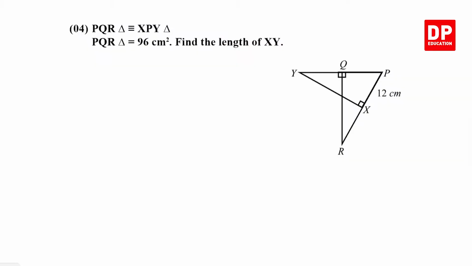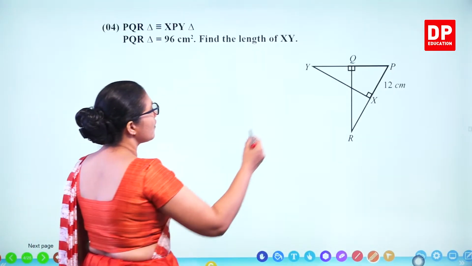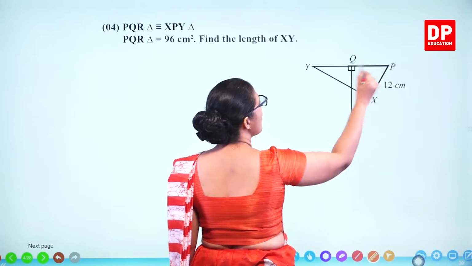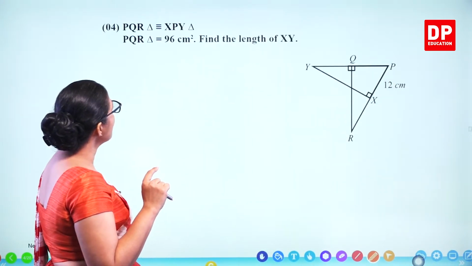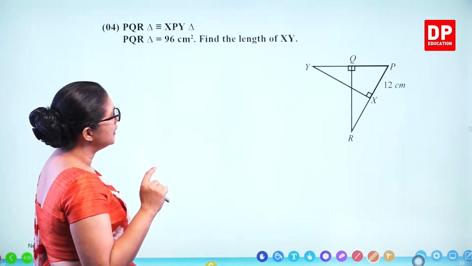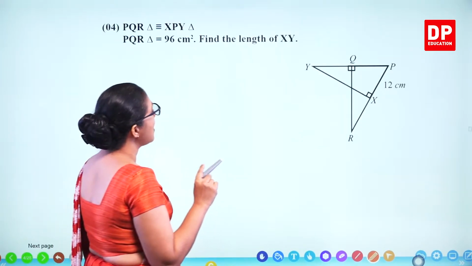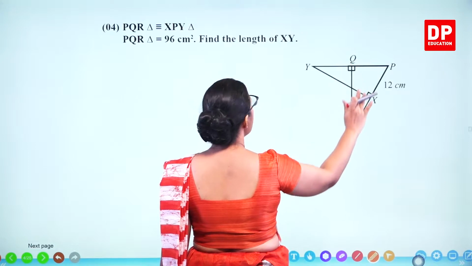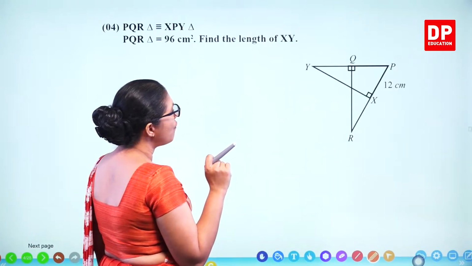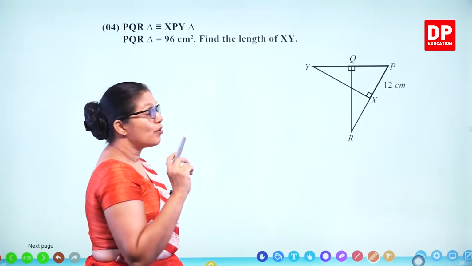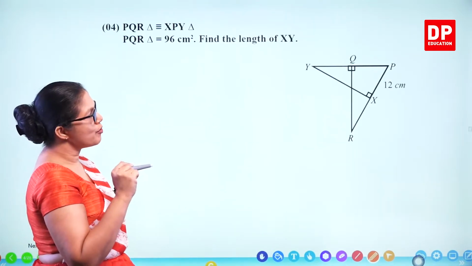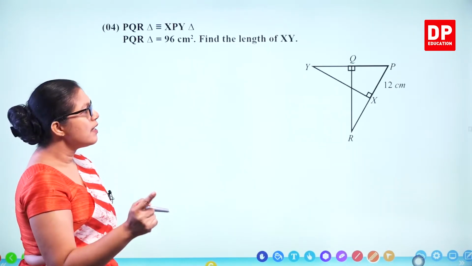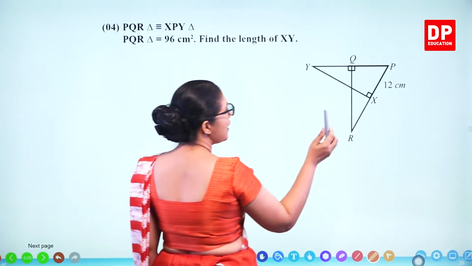Question number 4. Triangle PQR is congruent to triangle XPY. This triangle and this triangle are both congruent. The area of PQR is 96. Find the length of XY. If the two triangles are congruent, we can use the ratio. Ratios are equal.